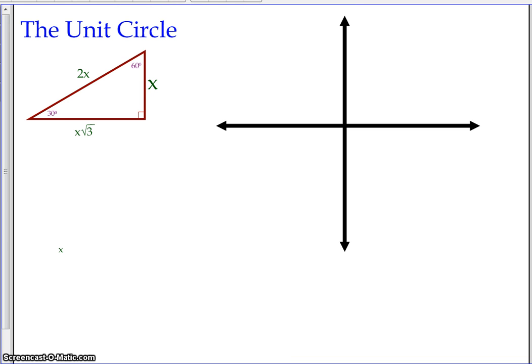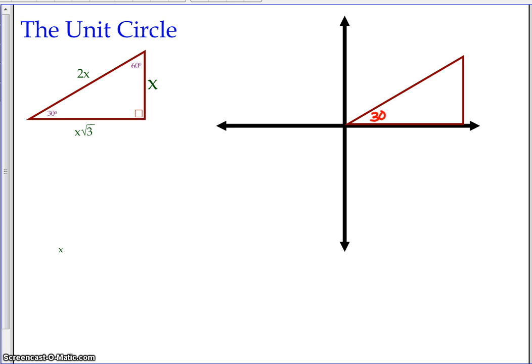All right, so let's look at this unit circle. We're going to start with the 30, 60, 90 triangle, a 30-degree triangle. Now, what if we took our 30-degree triangle and put it on the coordinate axes? What does 30 degrees on coordinate axes look like? So here's our 30 degrees. That's exactly what it looks like right there.